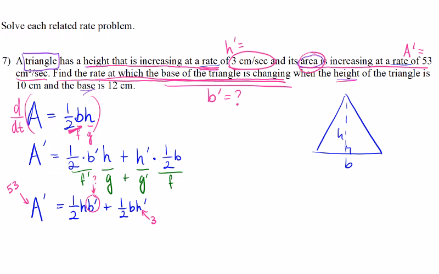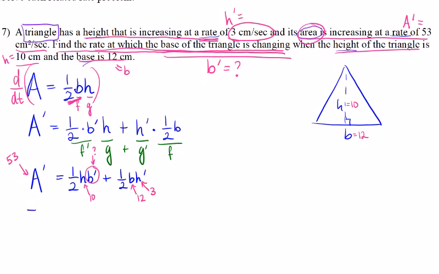And then it says when the height is 10, so that 10 is just going to be h, the height, not the rate of change of height, just the height itself, and then the base is 12, right? That 12 is going to be b. So we want to know when the height is 10 and the base is 12, and the area is increasing at a rate of 53 square centimeters per second, and the height is increasing at 3 centimeters per second, what is the rate of change of the base? So we're going to put 10 in for height, and we're going to put 12 in for base. All right, so now we're ready to go.